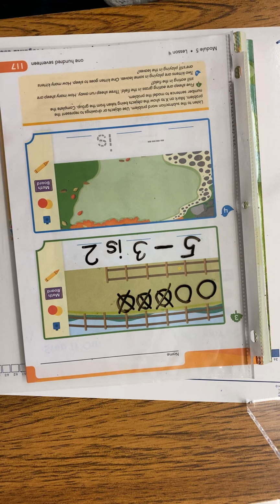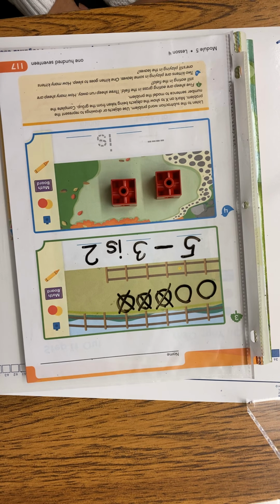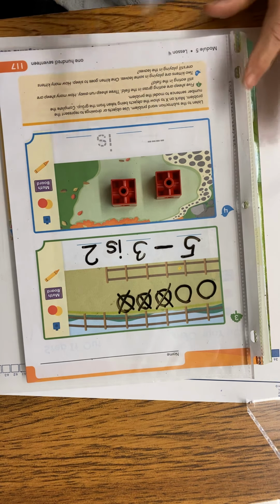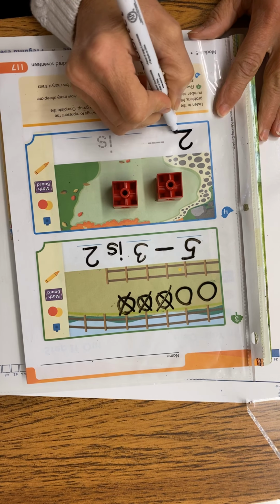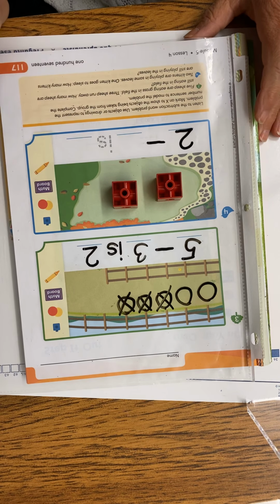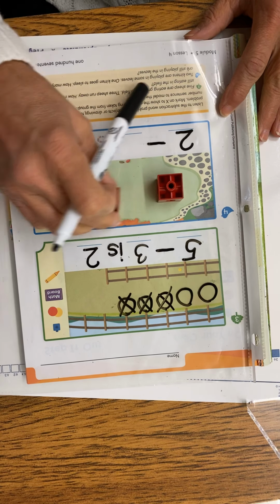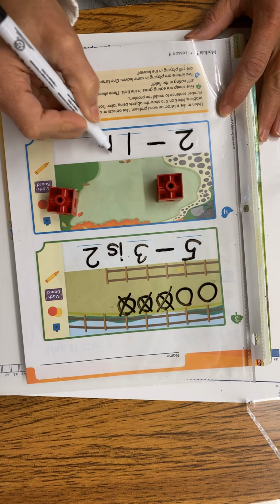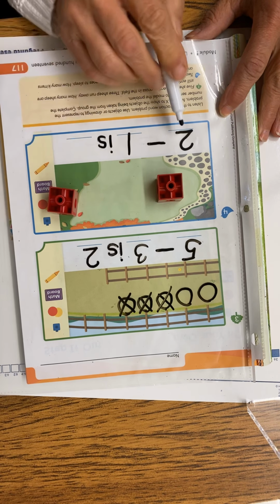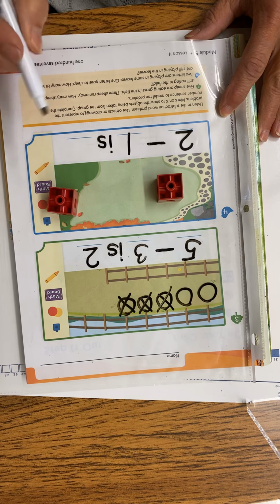Let's look at the next one. There are 2 kittens playing in some leaves. This time I'll use blocks. 1 kitten goes to sleep. So what do we have to write first? How many kittens are playing in the leaves? 2. Let's write our number. Take away. 1 kitten goes to sleep. So let's put him to sleep. Oh, 1 of them goes to sleep. Trace is. 2 of them, take away 1 of them is 1.